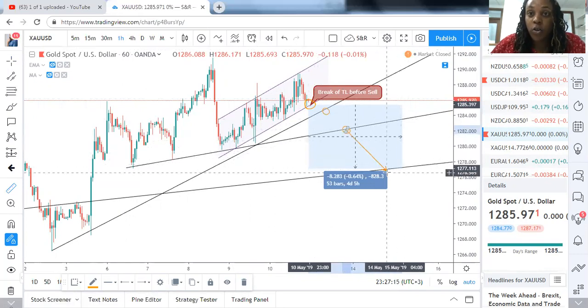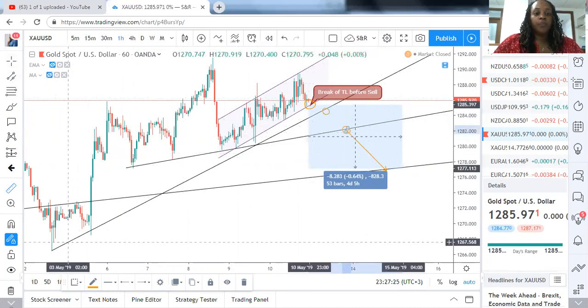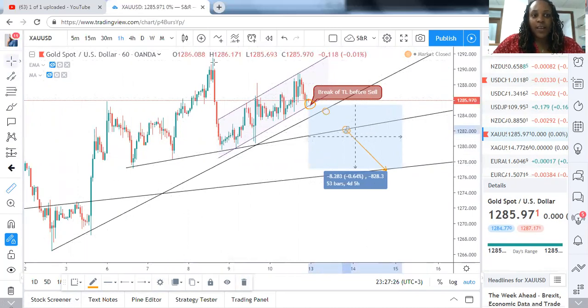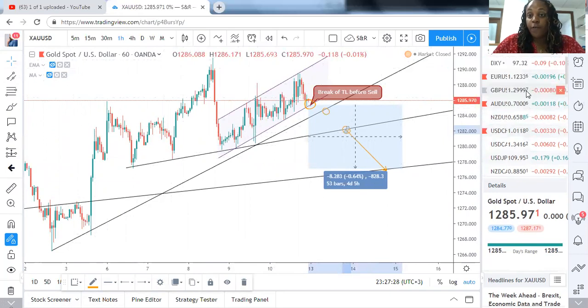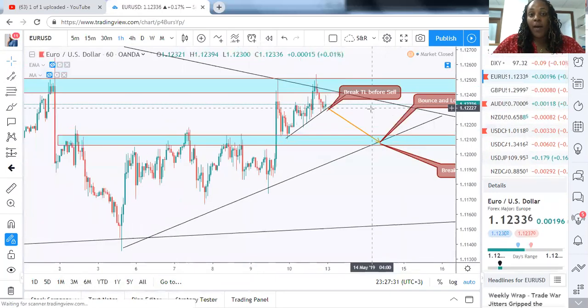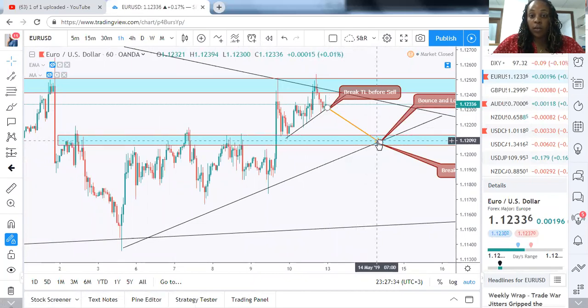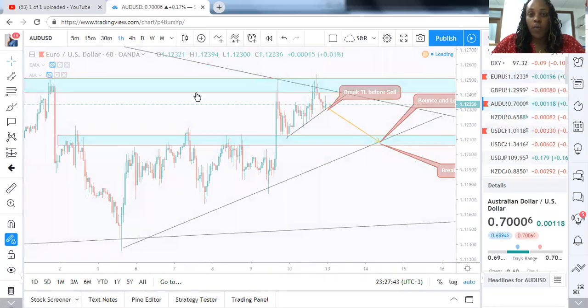But remember, you need your confirmations, and your confirmation is a solid body candle breaking these trend lines. All right, guys, so that's it for today. Four opportunities. Euro USD down to this support zone here, and then we will wait to see what happens from there, if we're going to break or if we're going to bounce and buy. And that's on Euro USD.